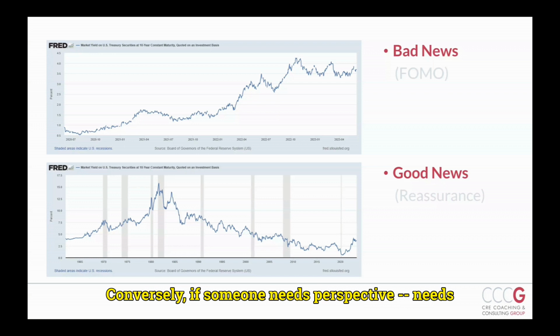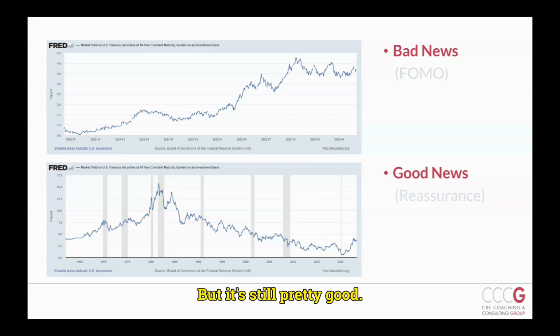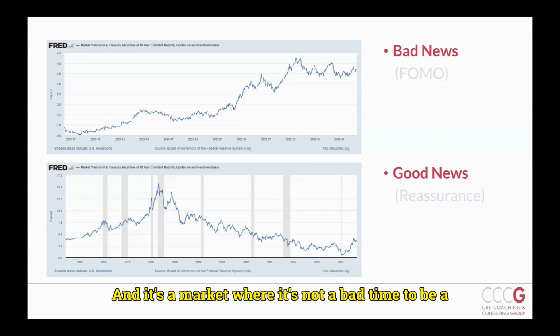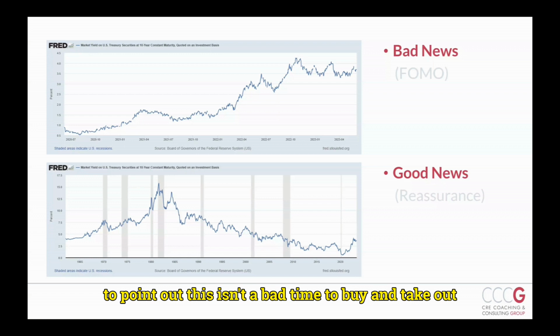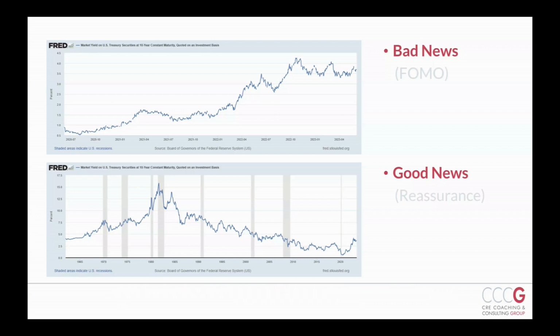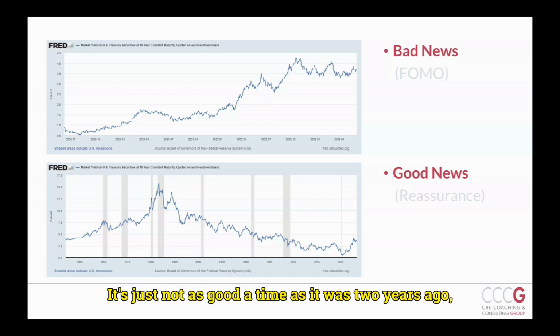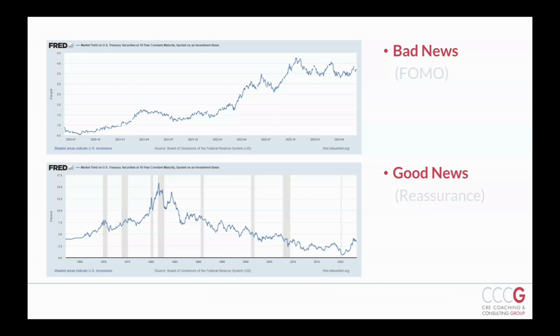Conversely, if someone needs perspective, needs reassurance, that bottom graph, the message is, look, you're right. The market today isn't as good as it was 2 years ago, but it's still pretty good. And it's a market where it's not a bad time to be selling. And by the way, you can also use this with buyers to point out this ain't a bad time to buy and take out a loan either. Just not as good a time as it was 2 years ago. But it's not a bad time, right?